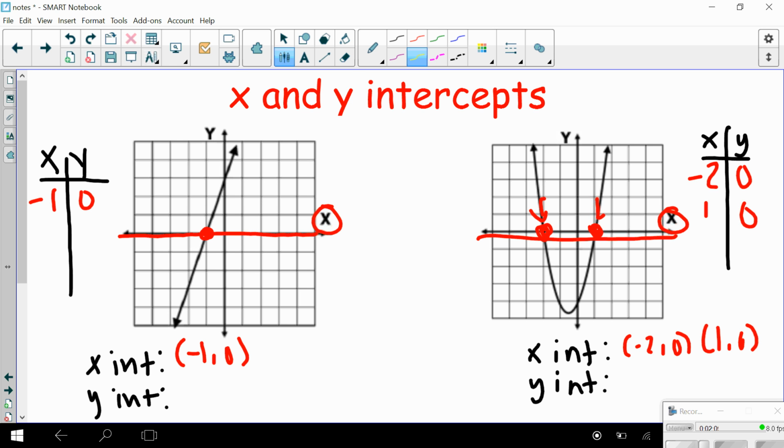Looking at my linear function, it crosses my y-axis at 3. We put a 3 under the y, fill the x in with a 0, so my y-intercept is (0, 3). This quadratic only touches the y-axis one time at -4, so we put a 0 under x, which makes my y-intercept (0, -4).